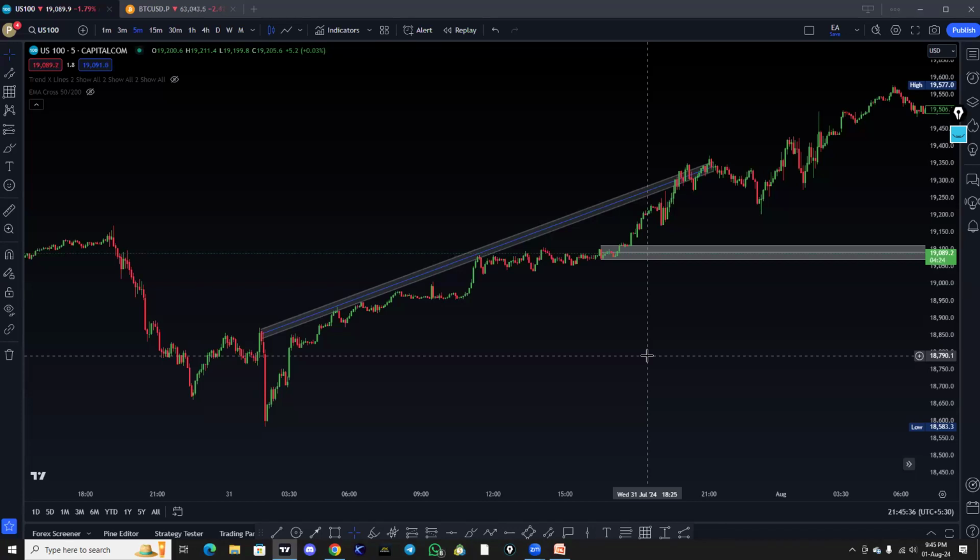And Mad Dog Dean is saying the single green candle was a spinning top. Yeah, thank you very much.